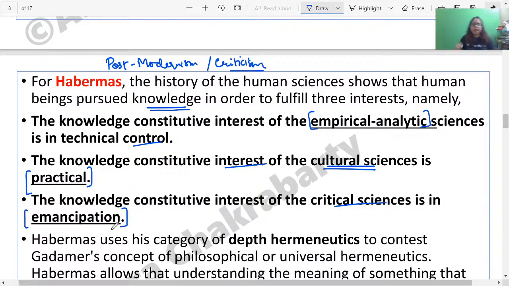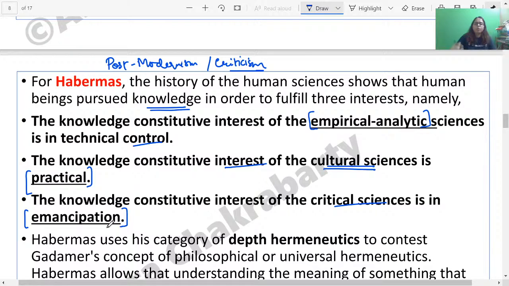इनका मतलब क्या है? So basically, he is telling us three phases of our lives, three kind of interests in our life, and we use different kind of knowledge constitution for them. For example, अगर आपको technical control चाहिए, tomorrow if you need technical skills, then you have to go through empirical analytical sciences like engineering and all the other applicable sciences.